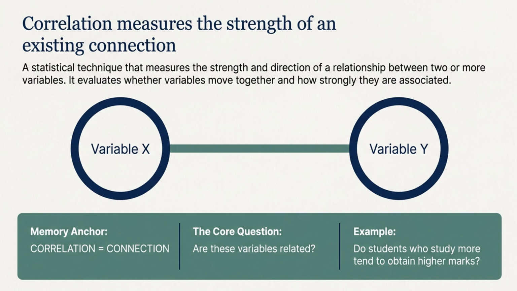For example, consider two variables. One is time spent studying per week measured in hours, and another one is achievement score, that is marks. In this case, correlation helps answer the question, do students who study more tend to obtain higher marks?